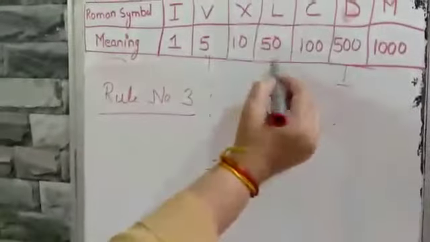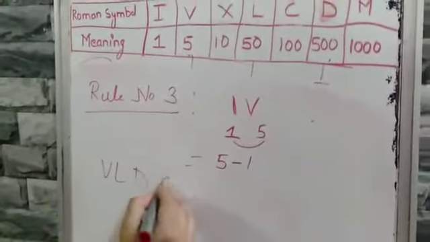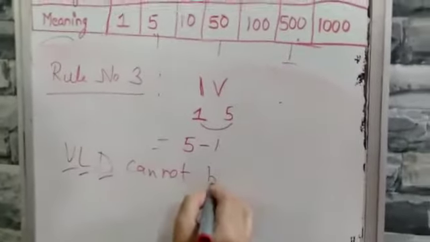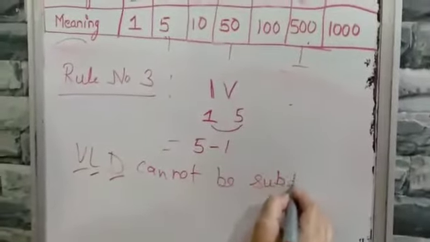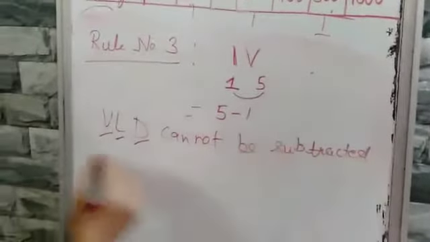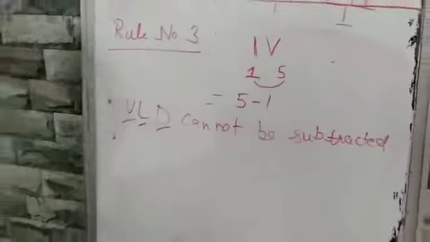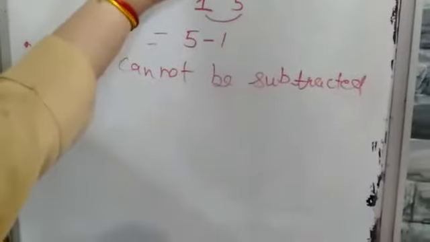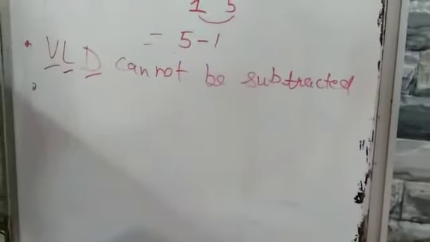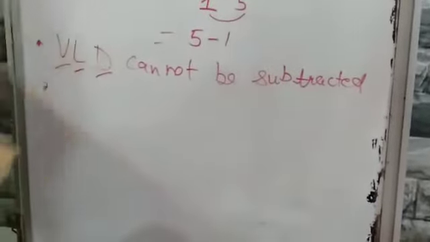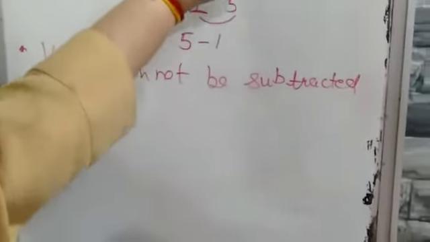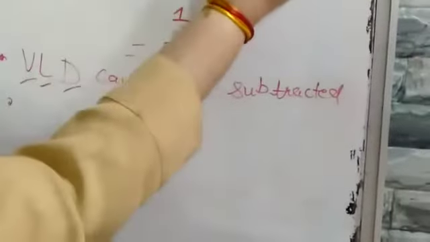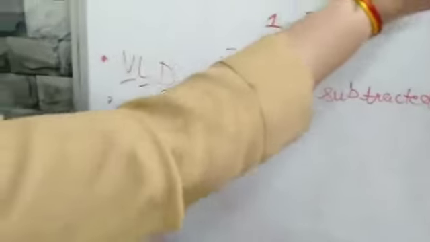But here also some limitations are there. V, L, D cannot be subtracted. That is, 5, 50 and 500 cannot be subtracted. Next, one more limitation: I can be subtracted from V and X once only. Similarly, X can be subtracted from L and C once only. Similarly, C can be subtracted from D and M once only.